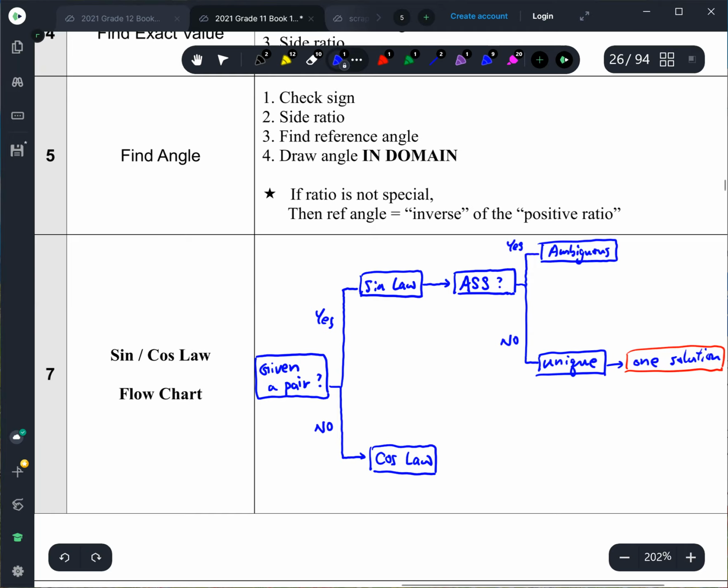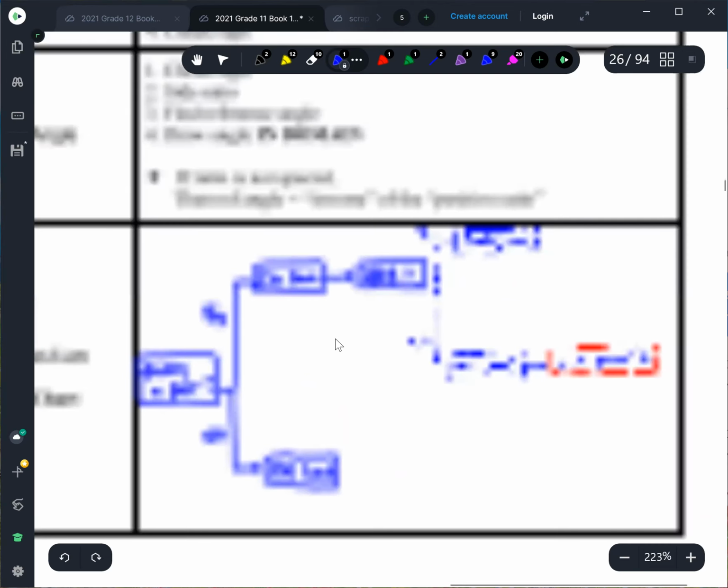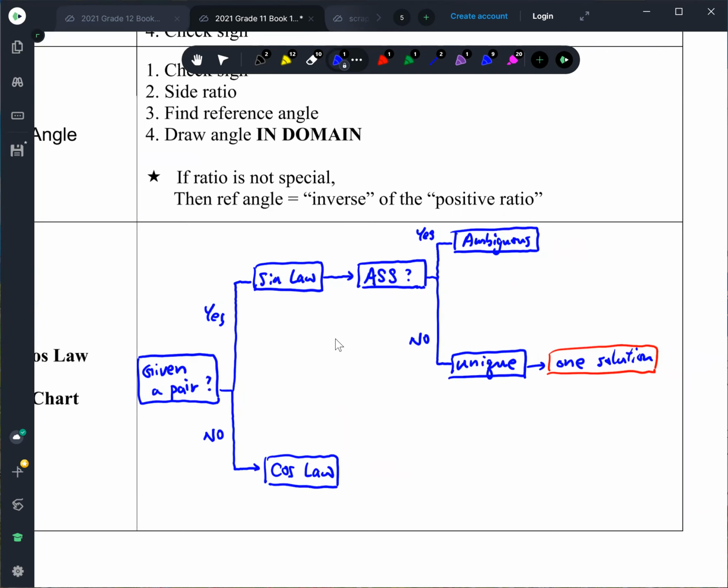Okay, can you raise your hand if you copied up to here? I don't want to go too fast. Everything clear so far? This is like a roadmap, okay?